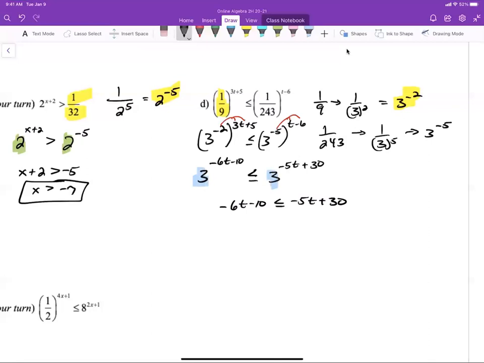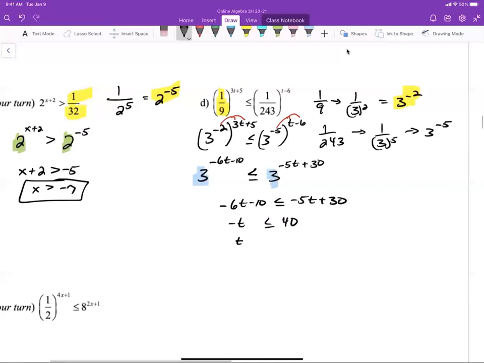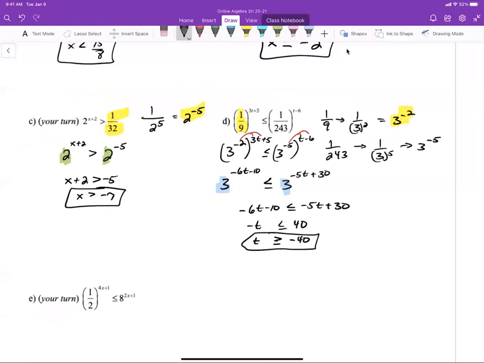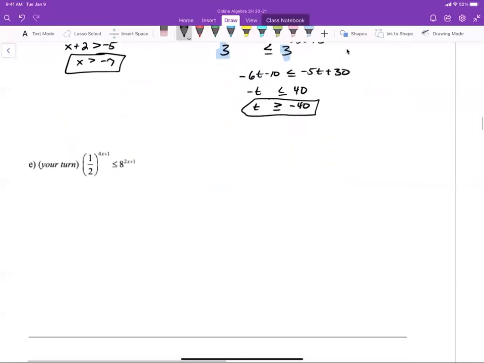So negative 6t minus 10 must be less than or equal to negative 5t plus 30, and I will then solve for t. I will add 5t to both sides, so I get negative t. I will add 10 to both sides, and I get 40. Is that right? Yes. I need to divide by negative 1, and when I do that, I must switch my signs, don't forget. And I get t is greater than or equal to negative 40. All right, try one yourself.